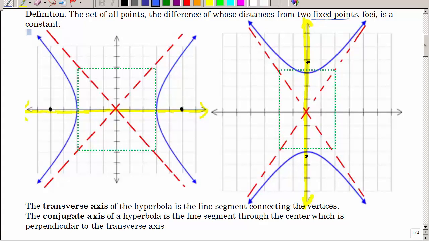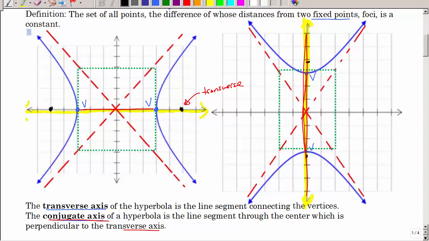Unlike the ellipse, we do not have a major and a minor axis. We have a transverse axis and a conjugate axis. The transverse axis connects the two vertices. This would be a vertex, that would be a vertex, there's a vertex, and there's a vertex. So in this case, this would be the transverse axis, and here this would be the transverse axis. It's not a matter of big and small. In this case, it's a matter of positive and negative. The conjugate axis is just perpendicular to the transverse axis.